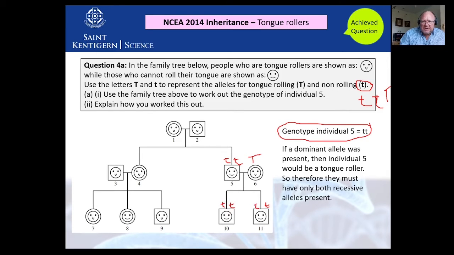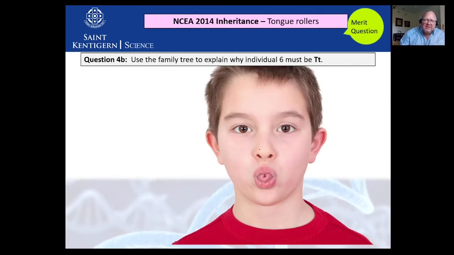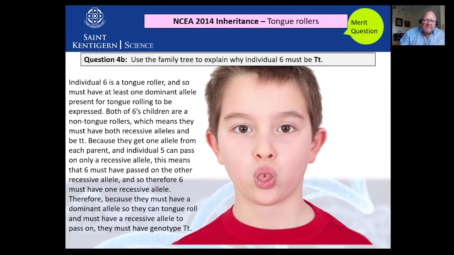So that means that she has to have a little t. Otherwise, individual 10 and 11 cannot be there. There you go. So for merit, individual 6 is a tongue roller, and so must have at least one dominant allele present for tongue rolling to be expressed.